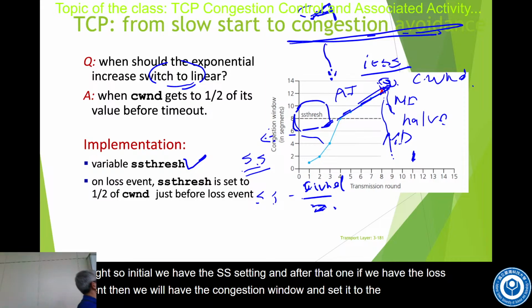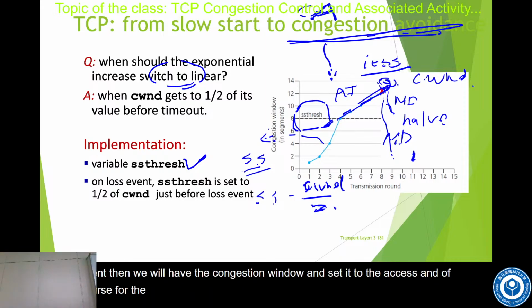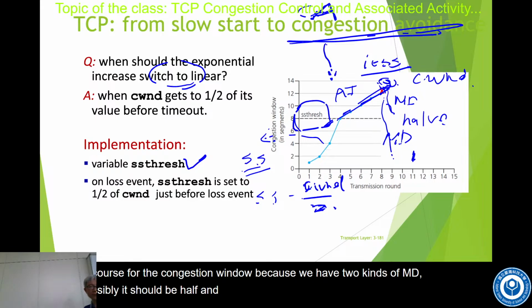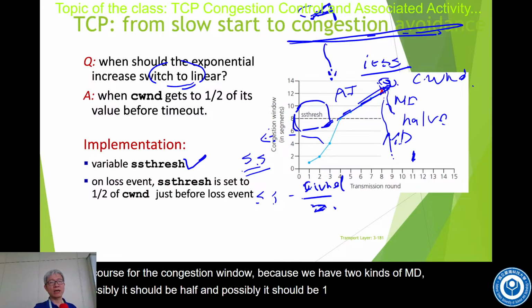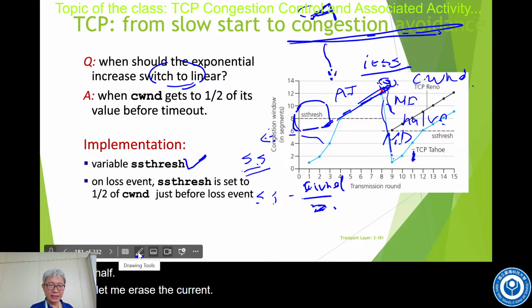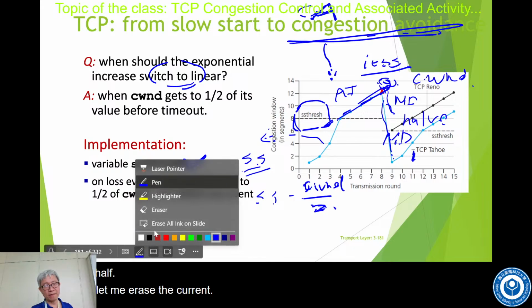Now, of course, for the congestion window, because we have two kinds of MD, possibly it should be half, and possibly it should be 1. So it can be 1 or it can be half. Well, let me erase the current annotated description.